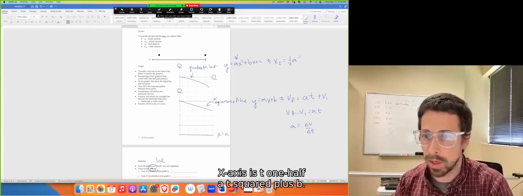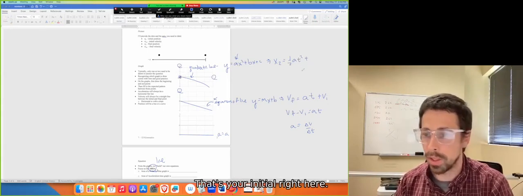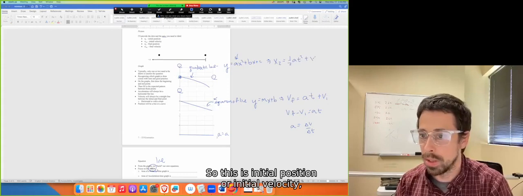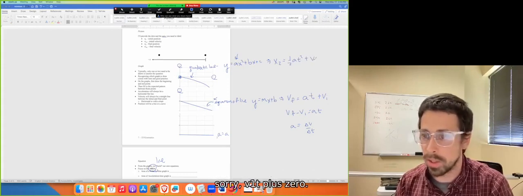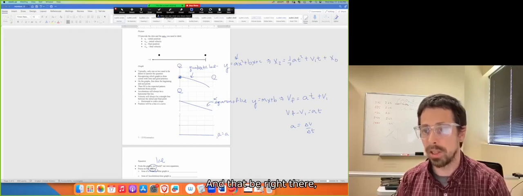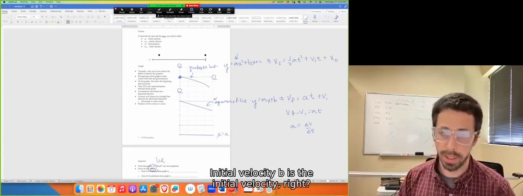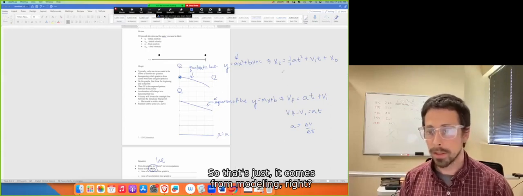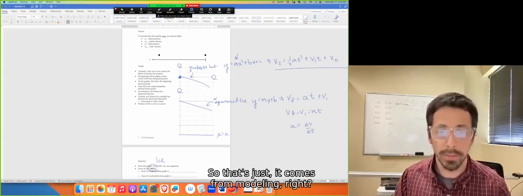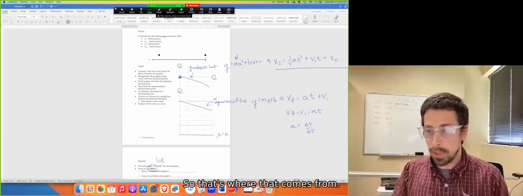The x-axis is t, so 1/2 a t squared, plus b, that's your initial velocity, vi t, plus x0. So c was the initial position, and that b right there happens to be your initial velocity. That just comes from modeling, and you'll model that when we get to projectile motion in lab, okay? So that's where that comes from.